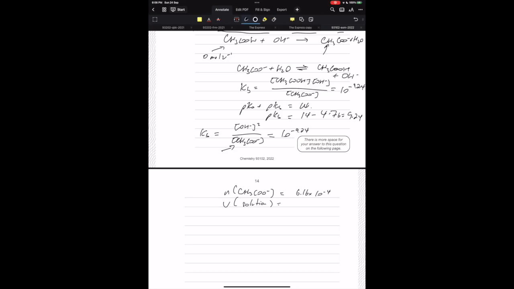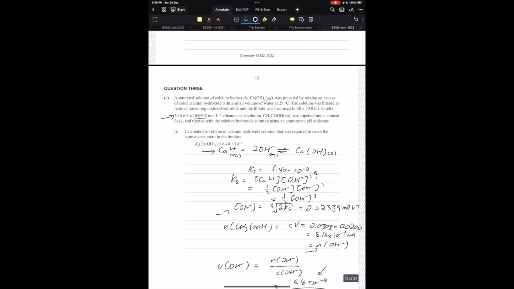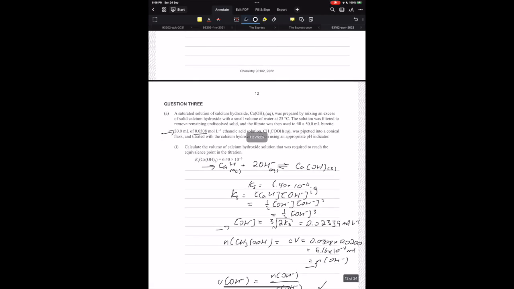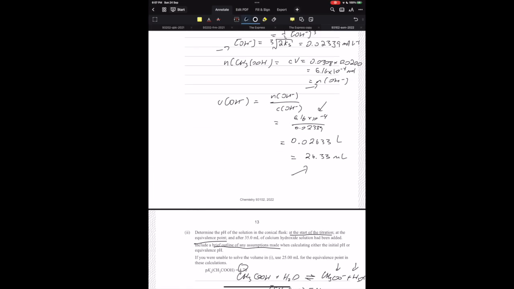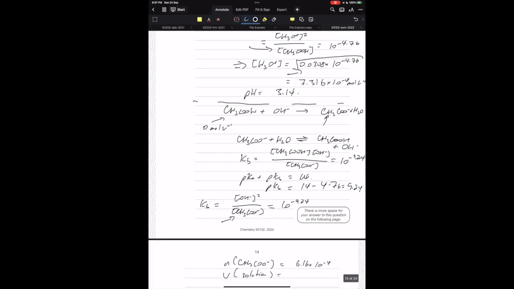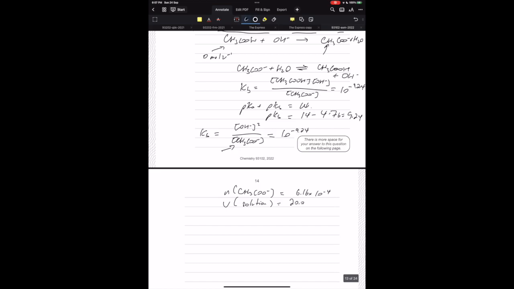Well, we know that initially we had 20 mils, but then we've also added 26.33 mils, because we've reached the equivalence point. So the total volume here is the initial 20 mils plus the mils required to reach the equivalence point. So actually the total volume is 46.33 mils.